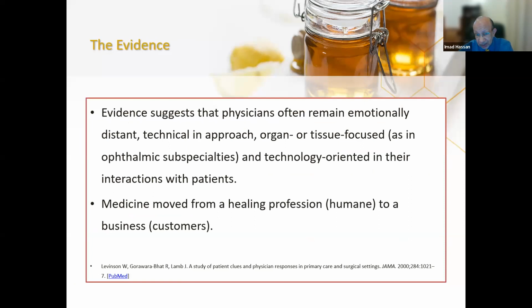Now, the evidence is clear. That evidence suggests that physicians often remain emotionally distant, technical in approach, organ or tissue focused, and technology oriented, okay? If they are working with an electronic medical record, the patient is there and they are actually talking to the computer rather than to the patient, okay? And medicine moved from a healing profession to a business.